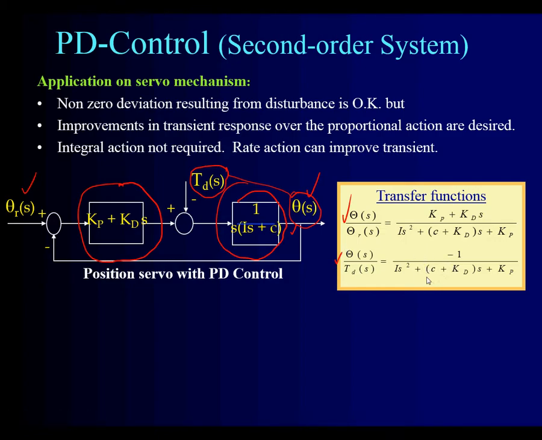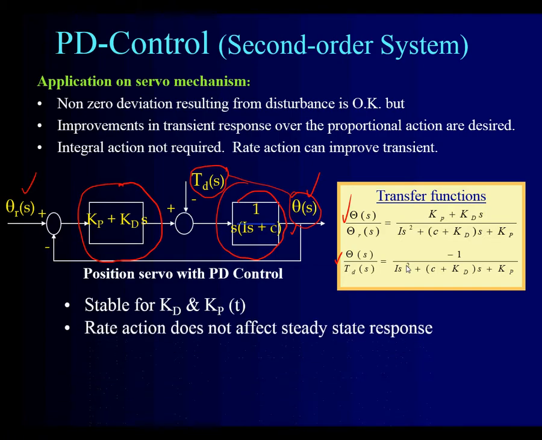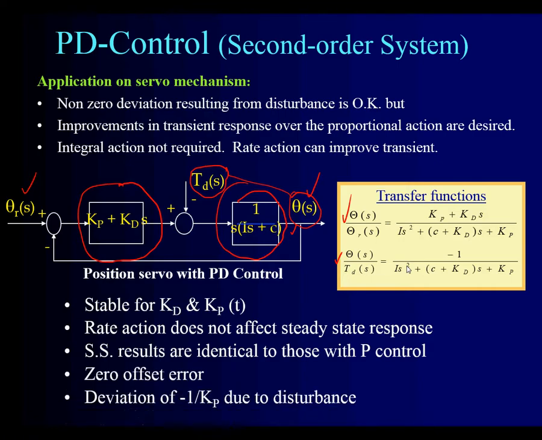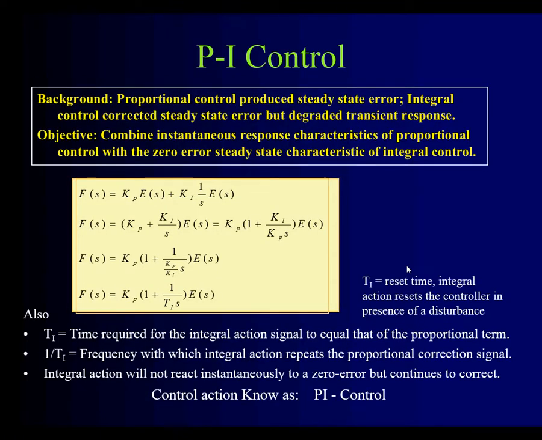But you see, this is how you implement the different kinds. It's a stable system, much more stable. It does not affect the steady state response, and the steady state response is identical to that of proportional control, meaning there will be an error. Okay, so you could damp a vibration but still produce an error. The deviation of 1 over Kp would be due to the disturbance.